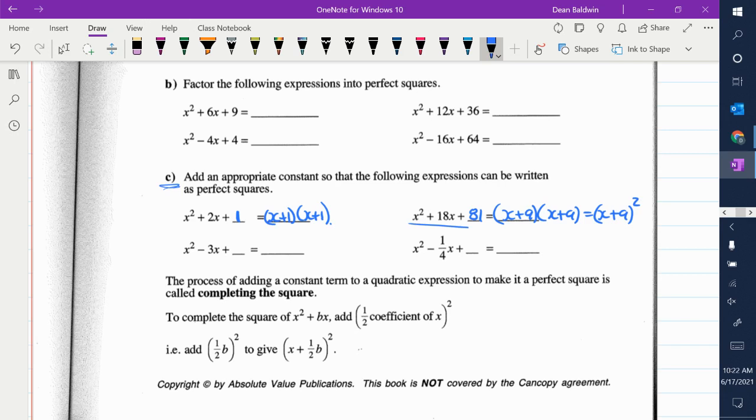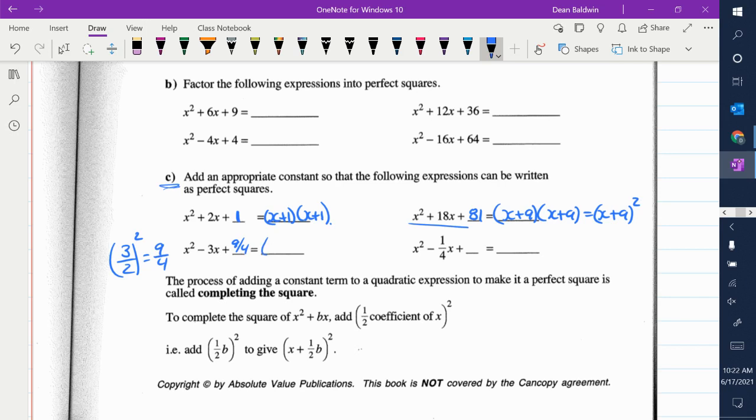You can even do it if it's not a whole number. So what's half of 3? Let's do it as a fraction. It's 3 over 2, right? And then you square it. So what's 3 over 2 squared? What's 3 squared? 9 over 4. You just square each one, right? So if I put a 9 over 4 there, that is now a perfect square.